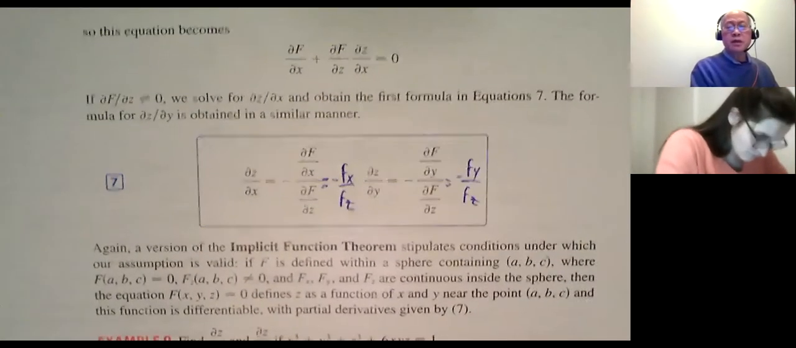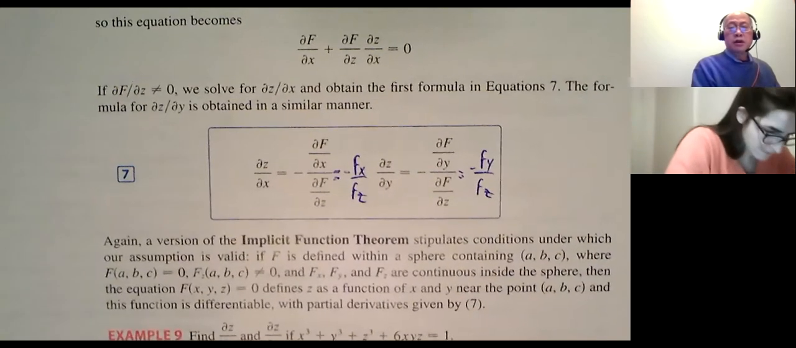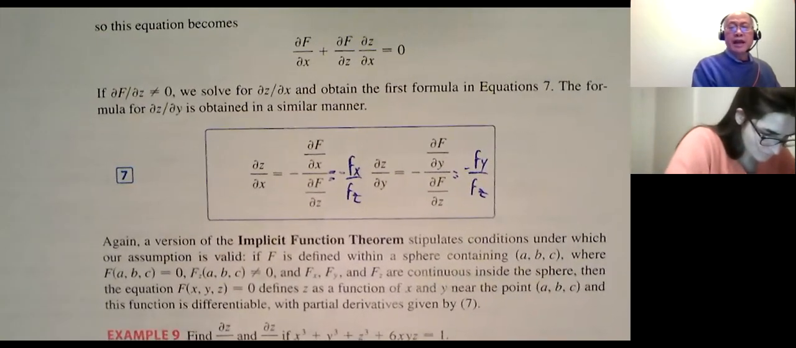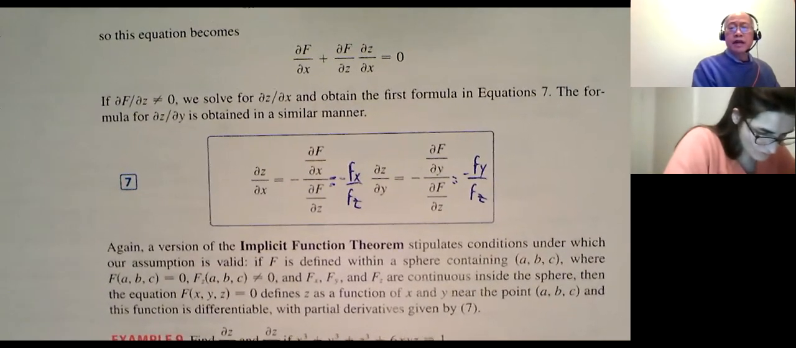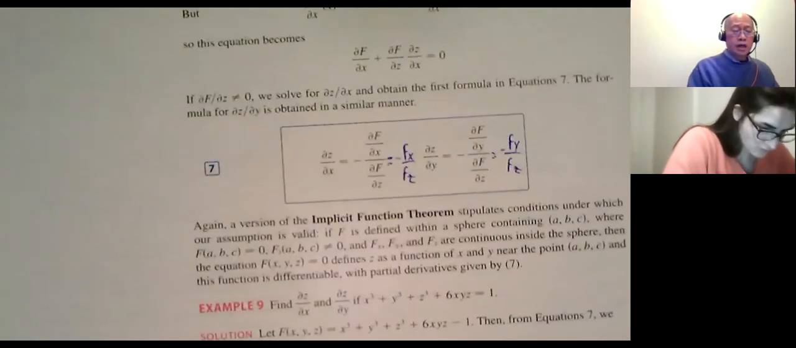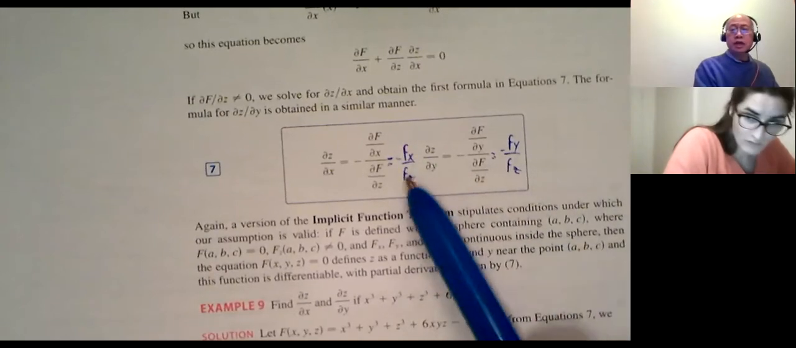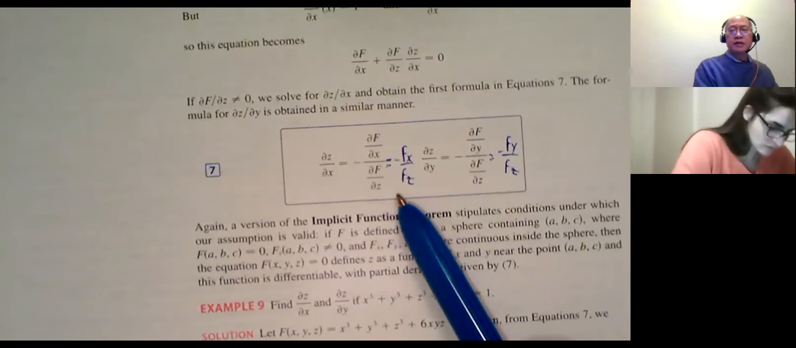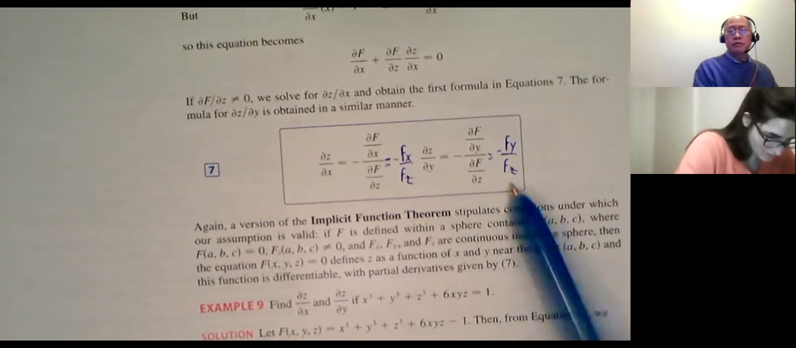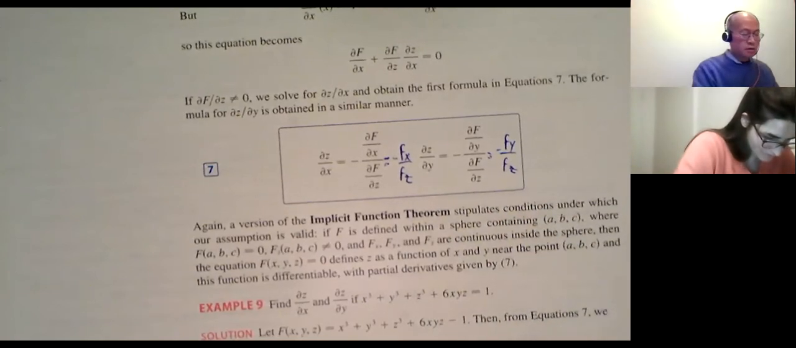Okay, how's that? So the partial of z with respect to x is negative fx over fz. Partial of z with respect to y is equal to negative fy over fz. And once again, you're not really taking 4 derivatives because fz is repeated. So once you find the partial of f with respect to z, just copy that answer and put it over there.